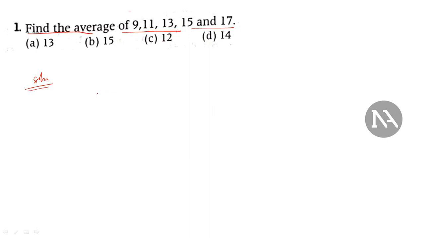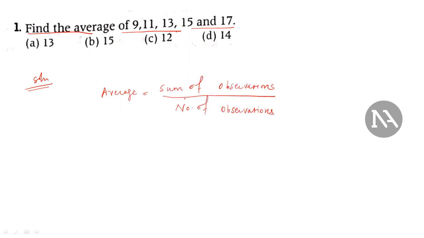Solution. We know the formula for average. Average is equal to sum of observations divided by number of observations. Here number of observations are 1, 2, 3, 4, 5. So we are going to take the average for these 5 numbers. So the number of observations are 5 and we have to find the sum, that is addition of all these numbers, 9 plus 11 plus 13 plus 15 plus 17 divided by number of observations, that is 5.